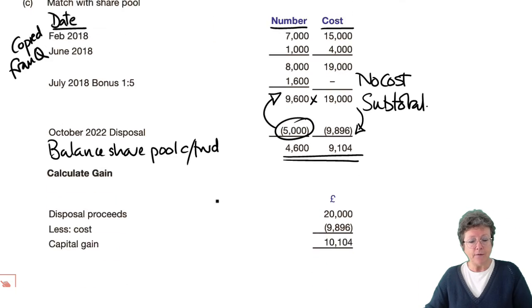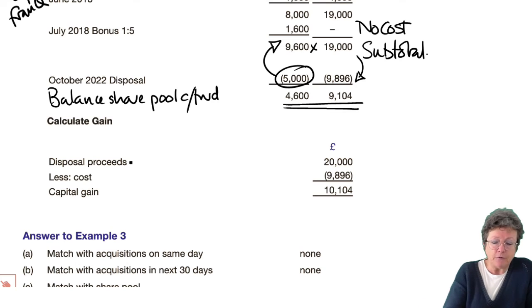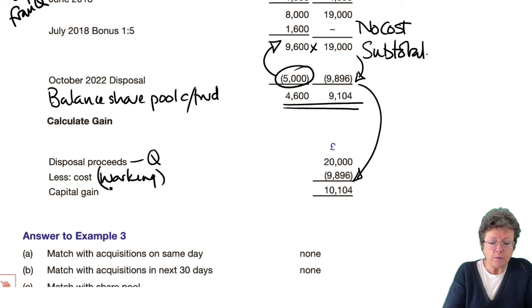The capital gain, therefore, is the proceeds which came from the question, the cost which came from your working, giving you a gain.